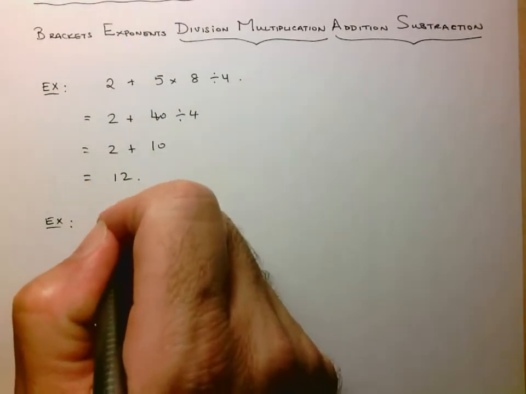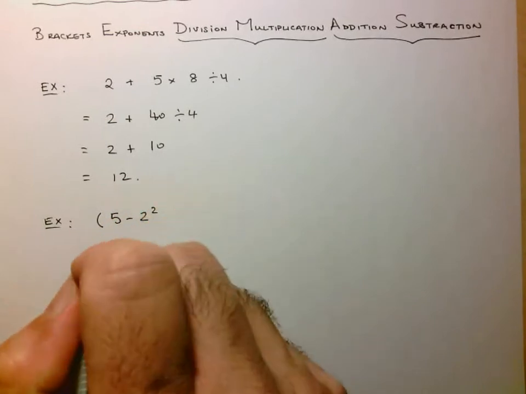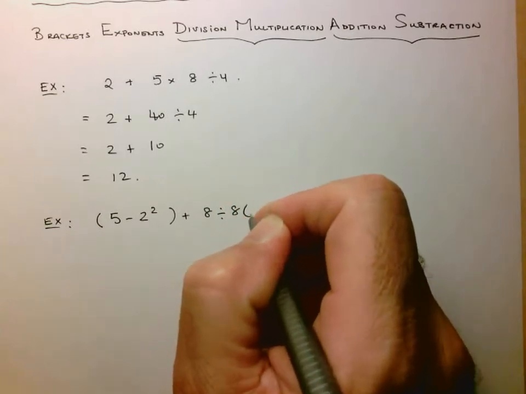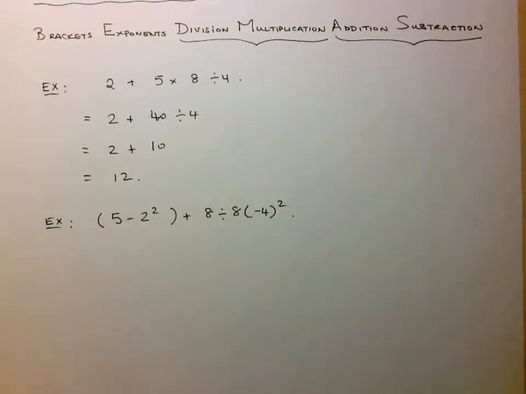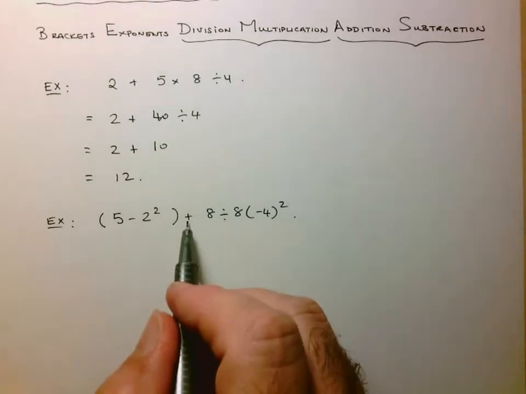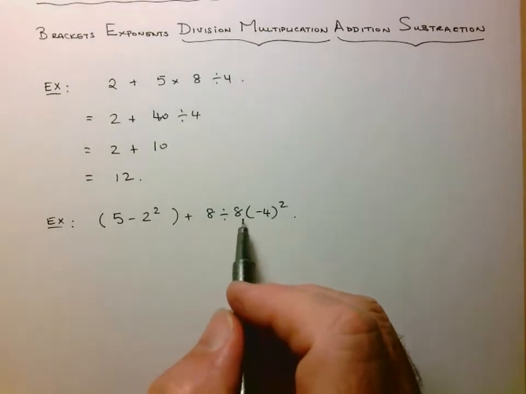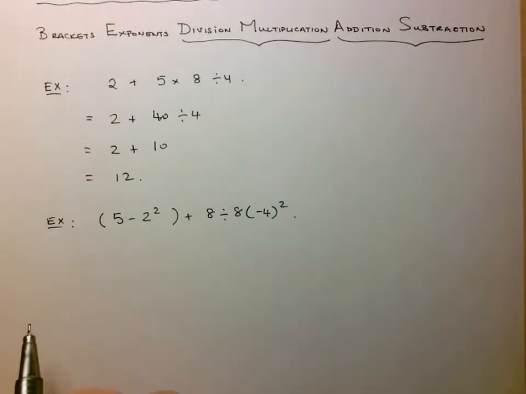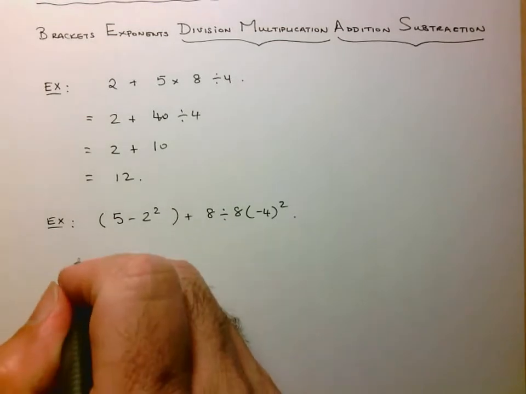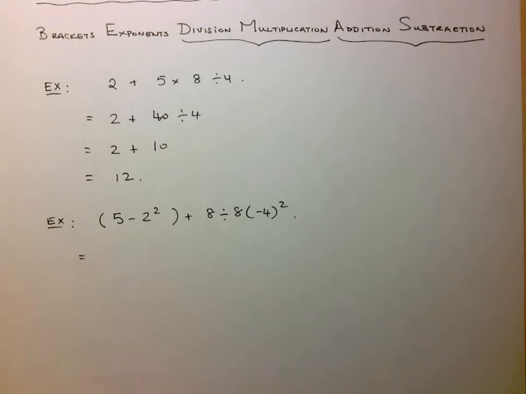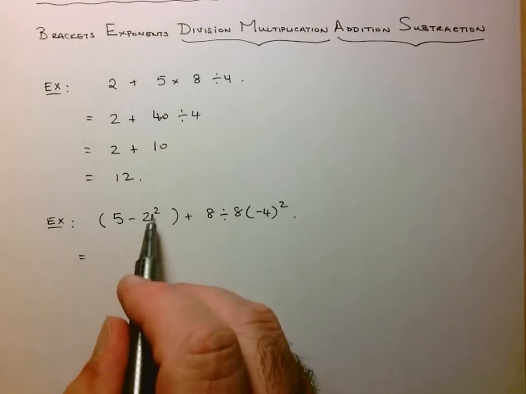So here I'll have 5 minus 2 squared, in brackets, plus 8 divided by 8 times negative 4 squared. This whole bracket certainly has to be done before we can do this addition. And here we've got some multiplications, divisions, and exponents that all have to be done before this addition takes place. So this addition will be the last thing that we do. Let's start by taking care of what's inside the brackets. Inside the bracket we have a subtraction and an exponent.